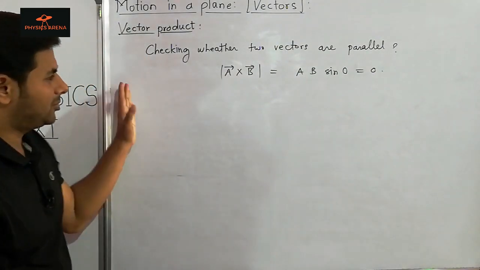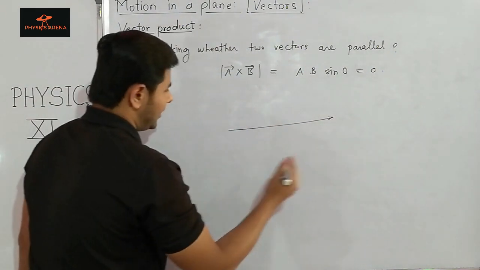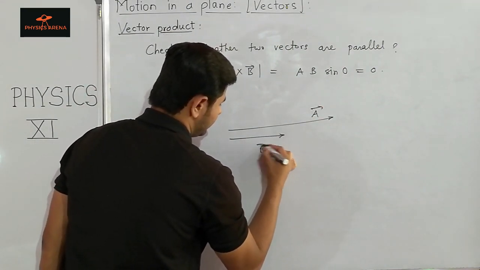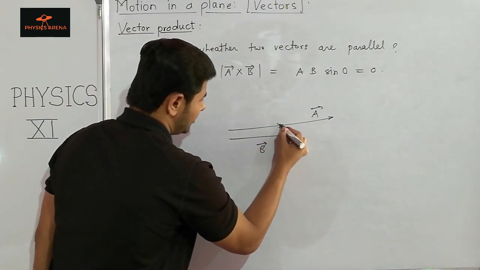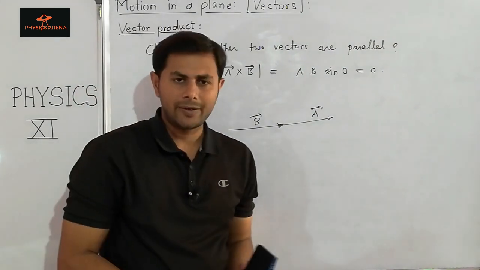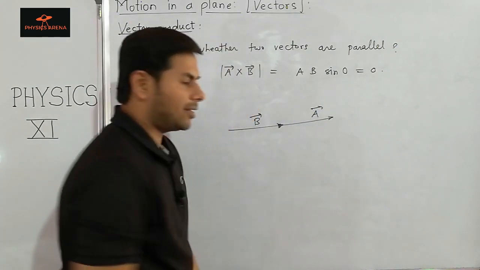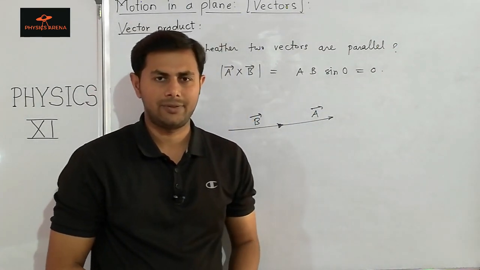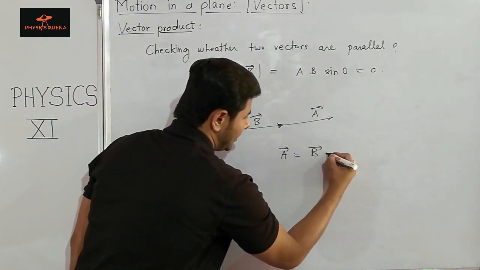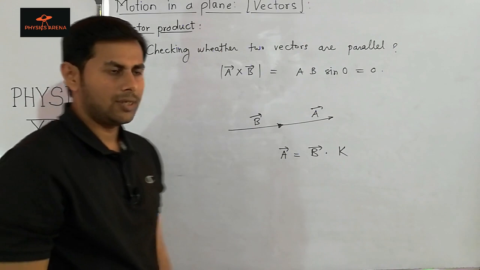This is just one of the uses, so I have mentioned it. So suppose two vectors are parallel or in same direction. So suppose this is A bar and this is B bar. I can draw this B bar here also. So this is my B bar. Now, if I multiply B bar with some appropriate constant, I should be able to get A bar because they are in same direction. So I can say A bar equals B bar multiplied by some constant. Let's call it K.